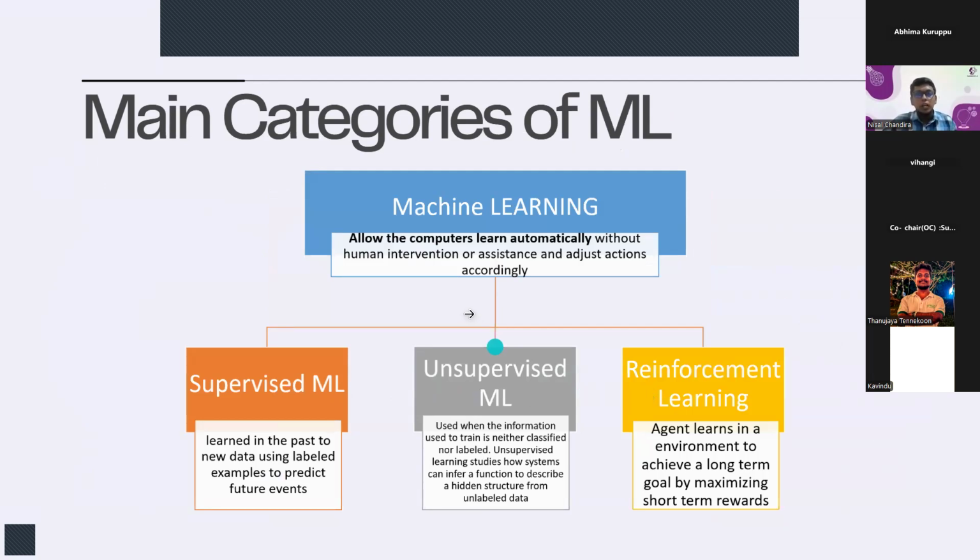So machine learning allows computers to learn automatically without human intervention or assistance and adjust actions accordingly. Again, allow computers to learn automatically. So the machine is learning automatically, but without human intervention. This is very important. Without human intervention or assistance, and adjust actions accordingly.